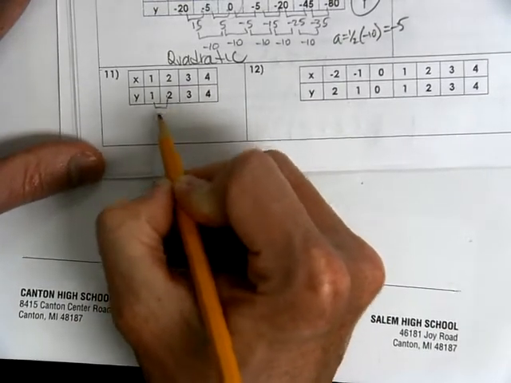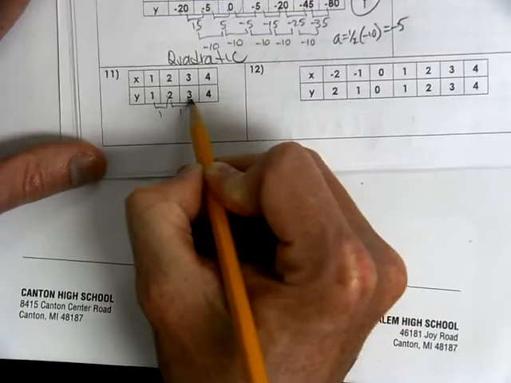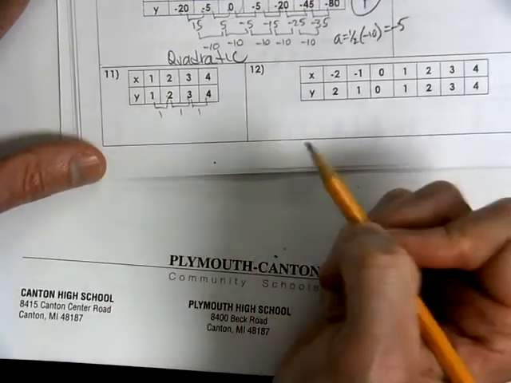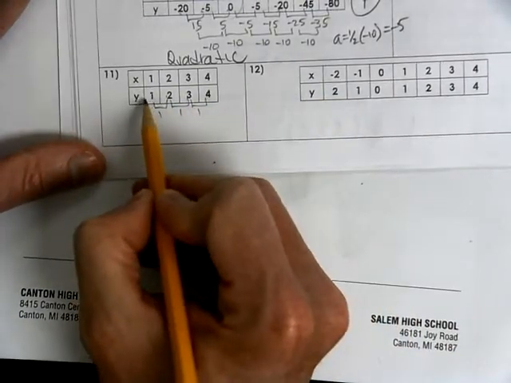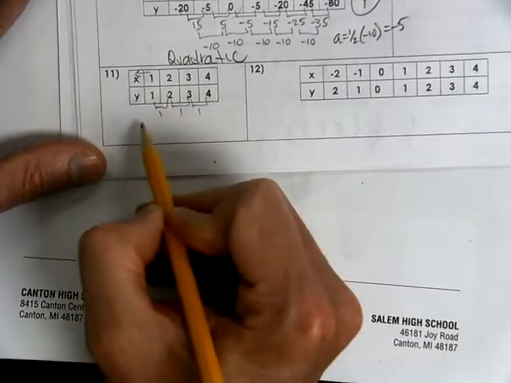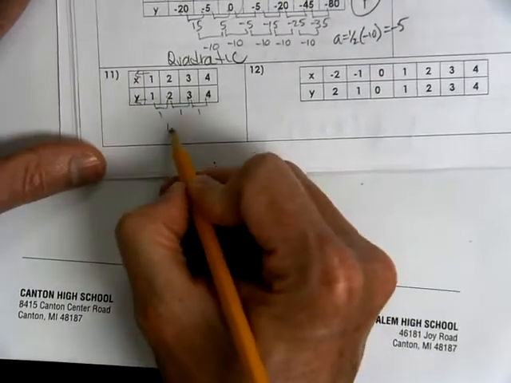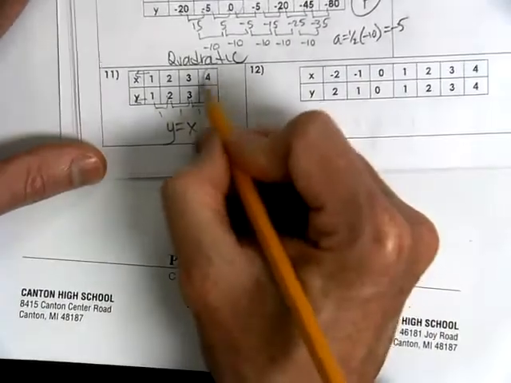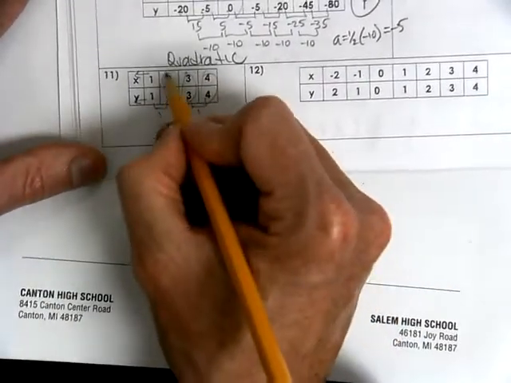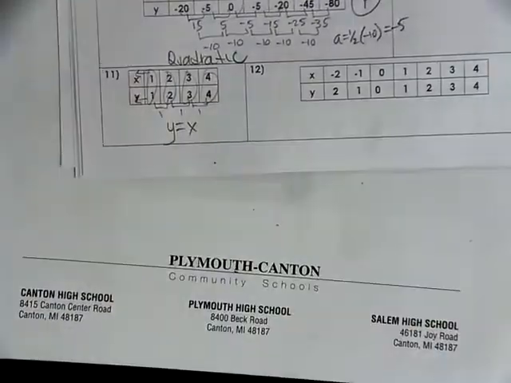This is increasing by 1, increasing by 1, increasing by 1. If we were to decrease 1 here, we would decrease 1 to be at 0, 0. So this is y equals x. The y value equals the x value every time.